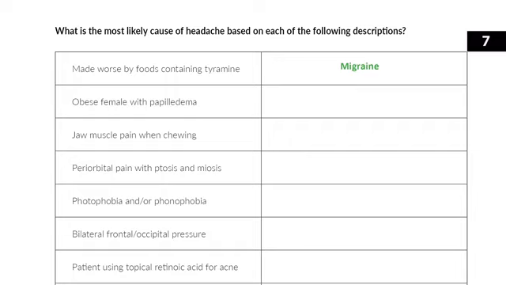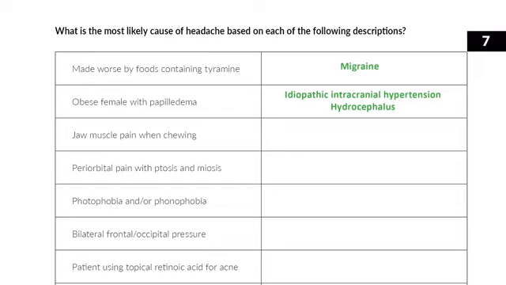The other one is an obese female with papilledema. This is a classic presentation of idiopathic intracranial hypertension, aka pseudotumor cerebri. Or it could be a case of hydrocephalus. Anytime you see papilledema, you need to think about increased intracranial pressure. But in that obese female, that might be a clue that this is idiopathic intracranial hypertension.